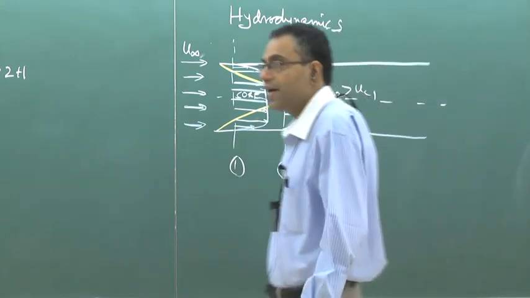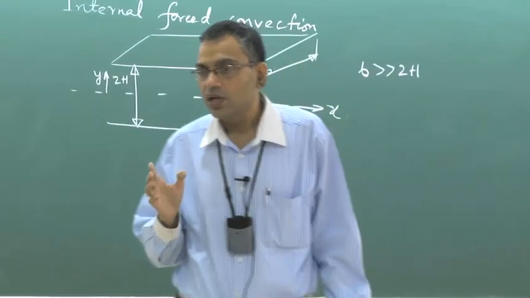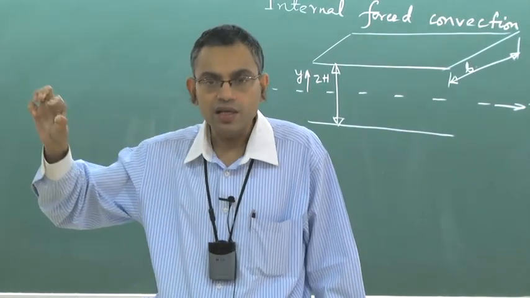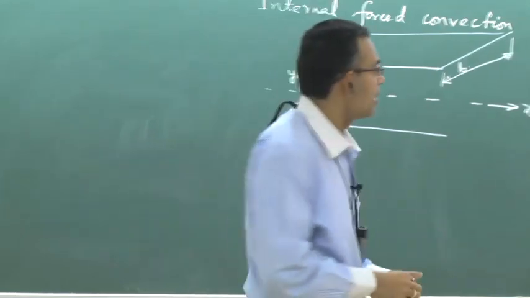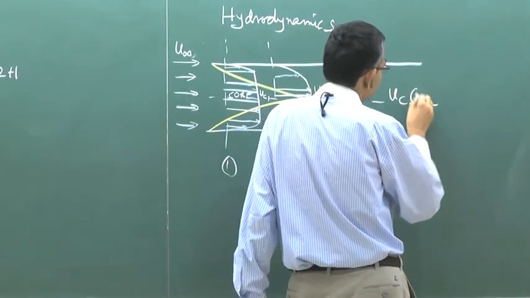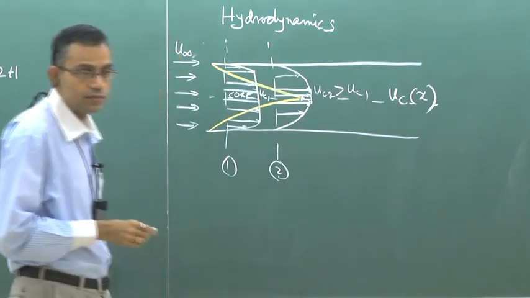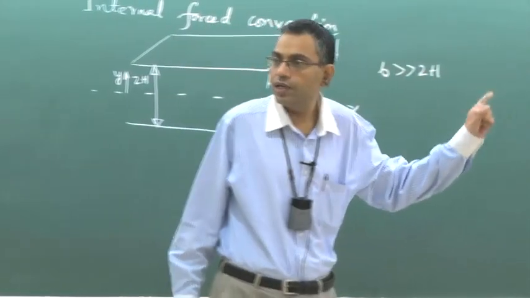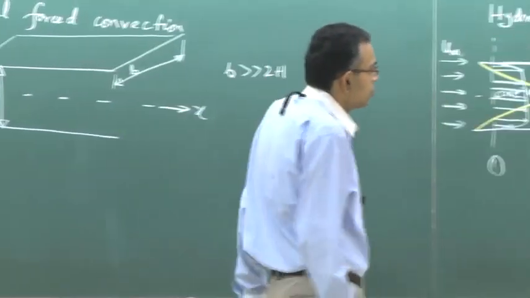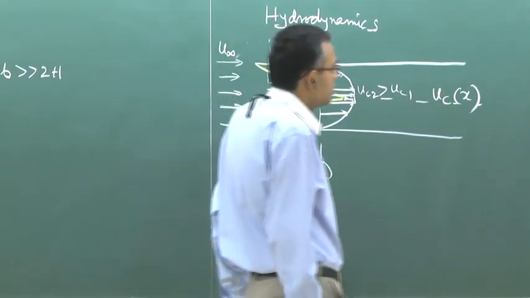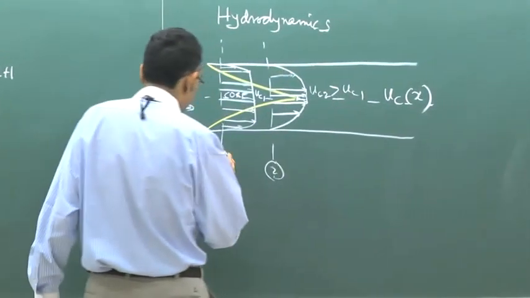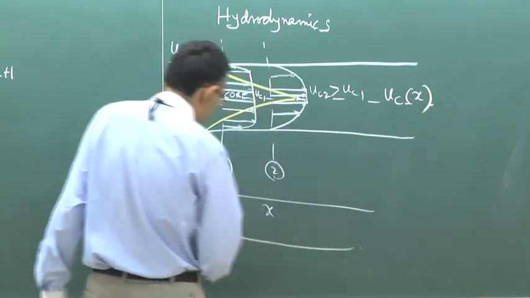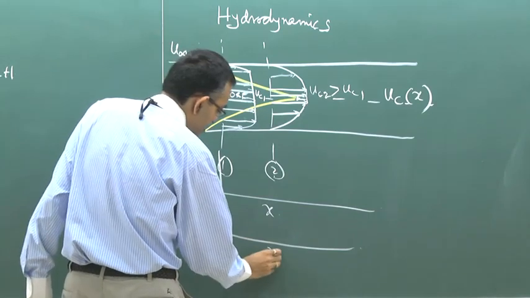One very key difference between internal and external flow is that in external flow there is a u infinity which is a constant. Here there is no constant u infinity; there is a center line velocity, or core velocity, which is continuously changing with x. So uc is a function of x. It is not like u infinity, which is a constant. Now let us schematically draw uc versus x, p versus x, and tau wall versus x.